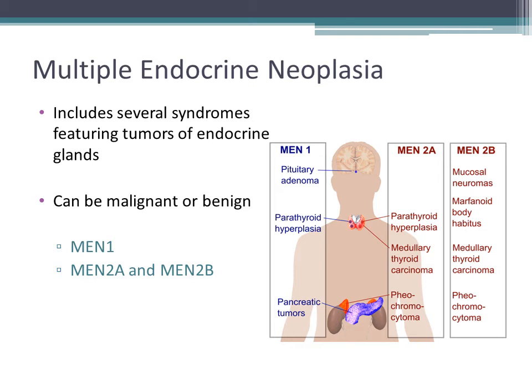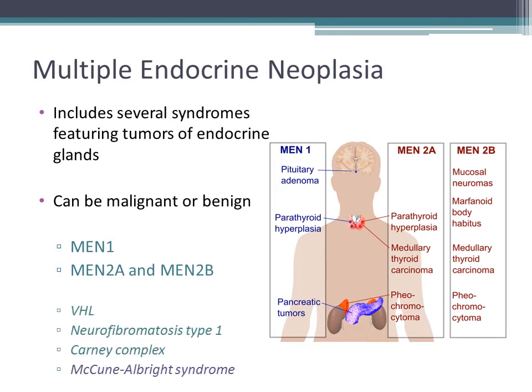MEN2A, in red, you have parathyroid hyperplasia, which will lead to hypercalcemia, and you have medullary thyroid cancer, and you have pheochromocytoma. MEN2B, you have mucosal neuromas, marfanoid body habitus, medullary thyroid cancer, and pheochromocytoma. Now, VHL, neurofibromatosis type 1, Carney complex, McCune-Albright syndrome, these are all other types of syndromes that may include some tumors in the endocrine system, but they're not called multiple endocrine neoplasia.